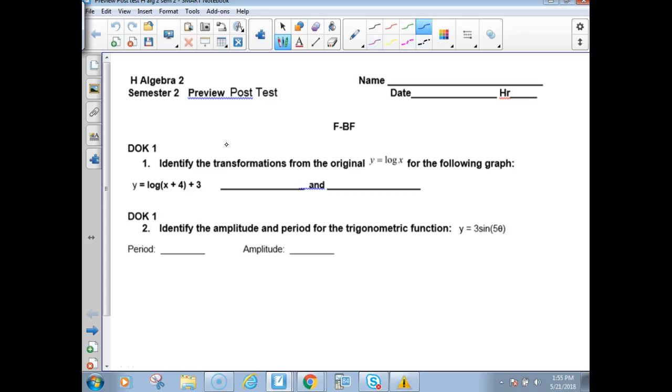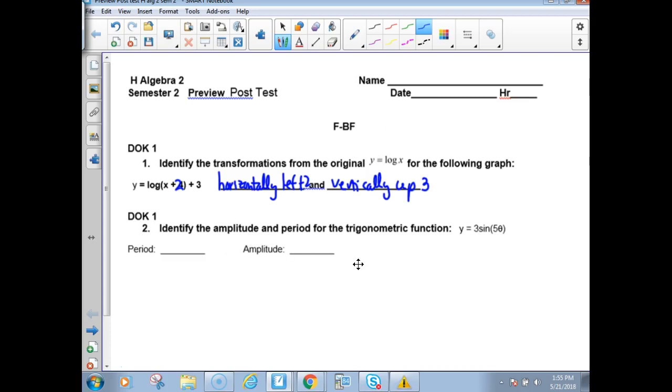This is the preview for the post-test semester 2. You guys just told me that this is a 2, and it does say plus? Okay, great. All right, so that would indicate a transformation. Which direction? All right, so horizontally, left 2. And vertically, up 3.